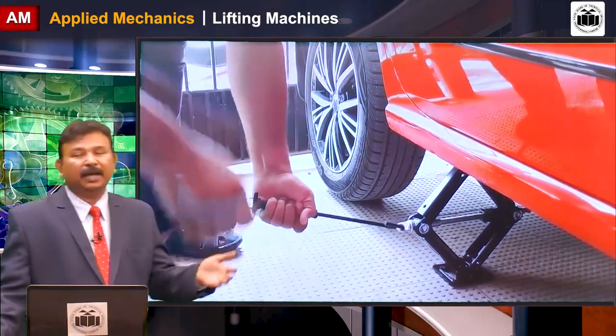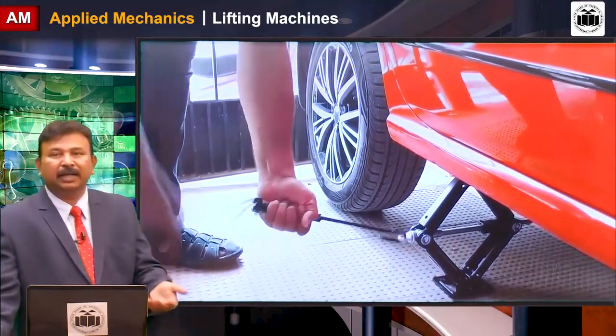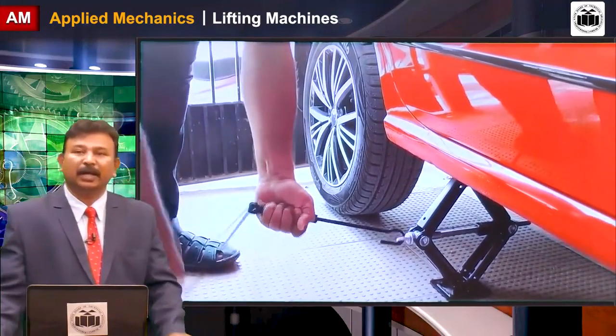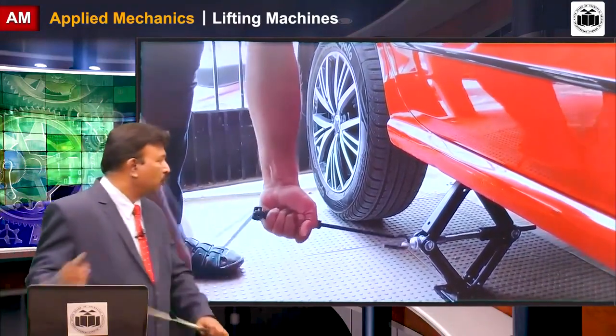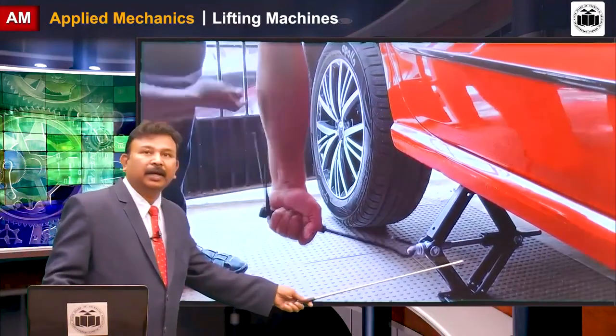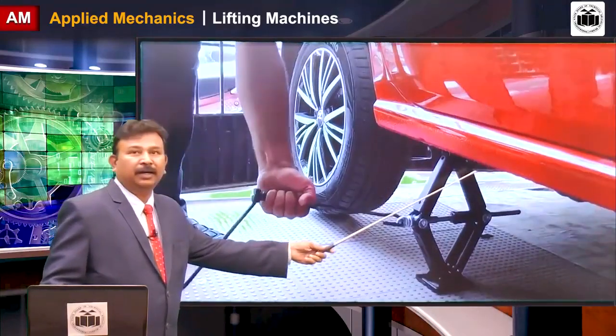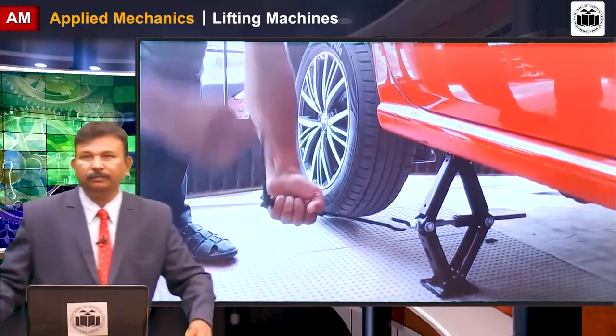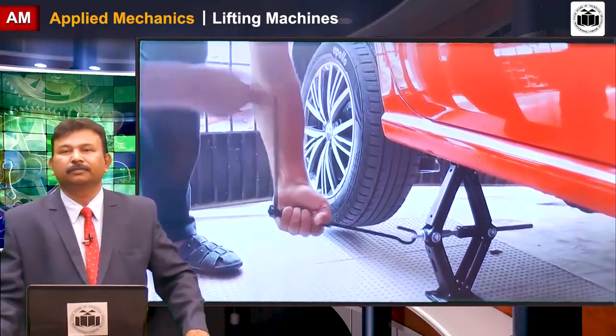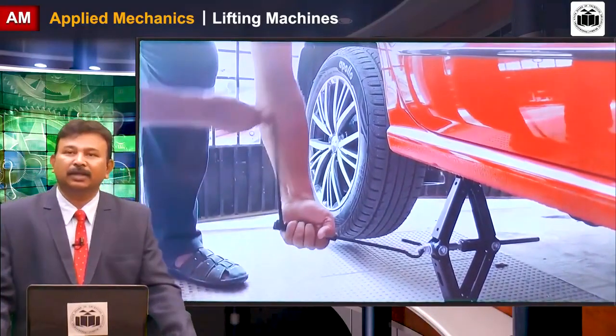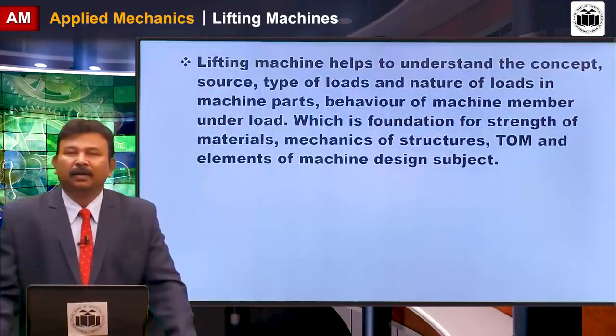See, the person is applying the effort with the help of a lever to the screw, and because of this the screw is rotating, and because the screw is rotating, this car is getting lifted up. So see how fast the car is lifting up.